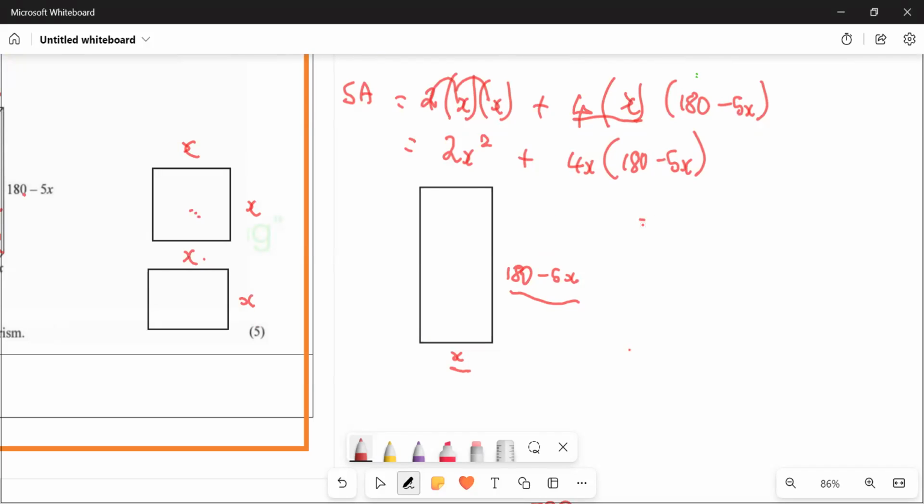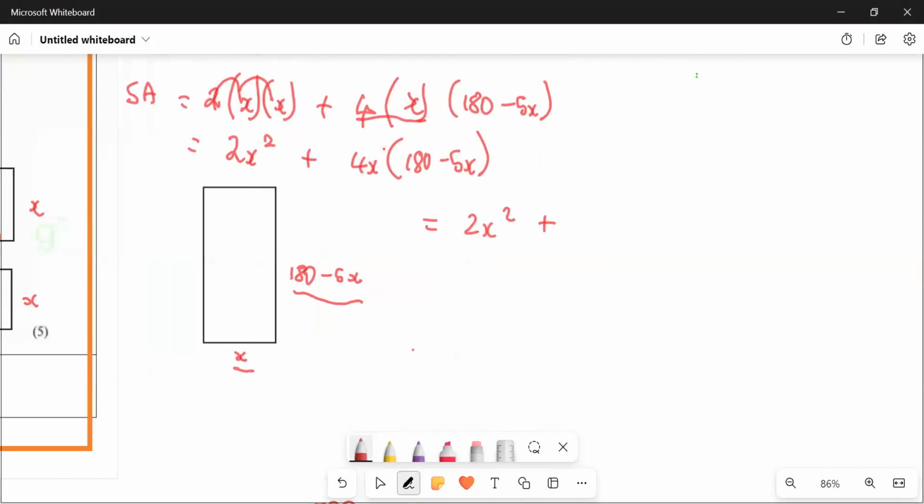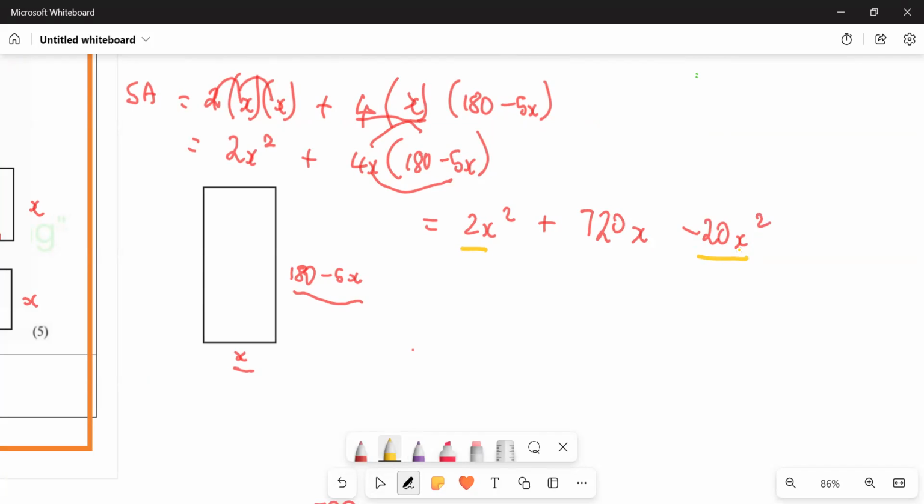And then if you move on with this one, what are you going to get? You have 2x squared again, plus this one multiplied by this one. It's 720x. This one multiplied by this one is minus 20x squared, like this again. Are there any like terms here? What are the like terms? The ones with the squared again. So if I say this one and this one, what am I going to get? I'm going to get minus 18x squared plus 720x.